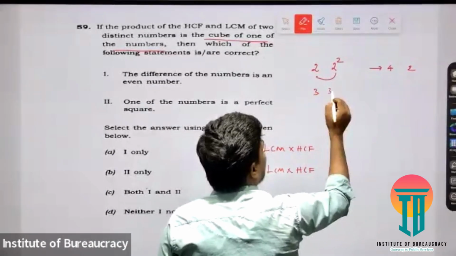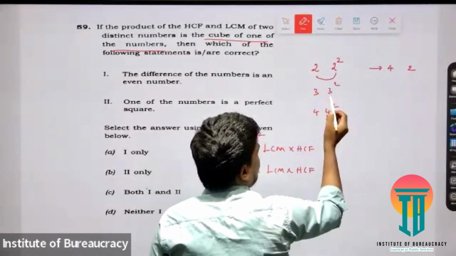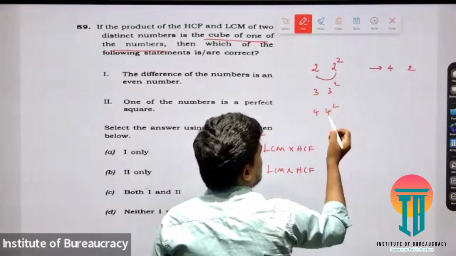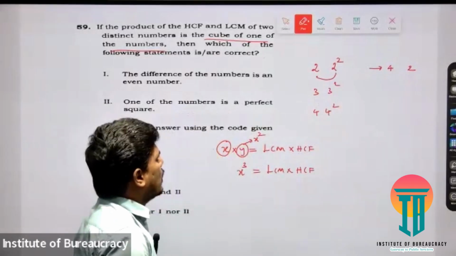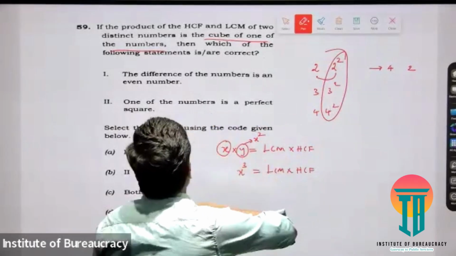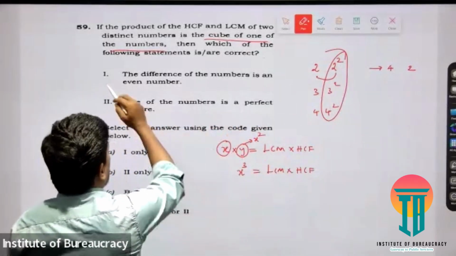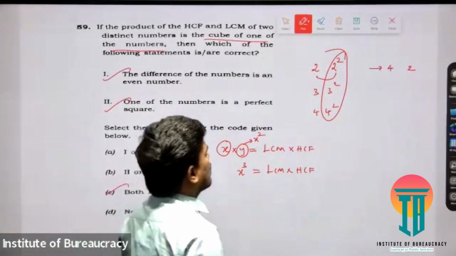Similarly, take 3 and 3 square, or 4 and 4 square. These are two different numbers. So it is 9 minus 3, which is 6. 16 minus 4 is 12. They are even numbers. And definitely one of the numbers is going to be a perfect square. That's another statement: one of the numbers is a perfect square. This statement is also correct. Both are correct.